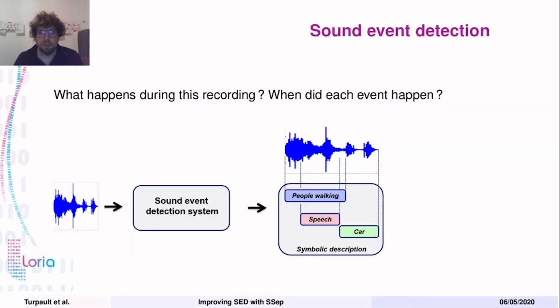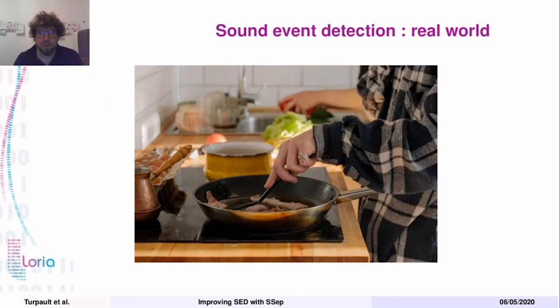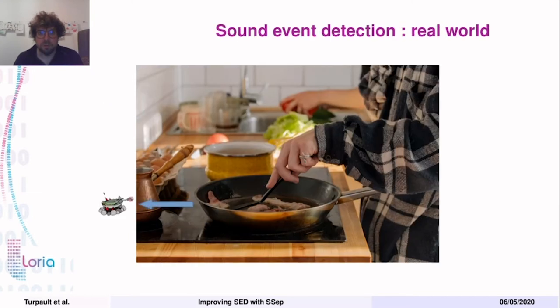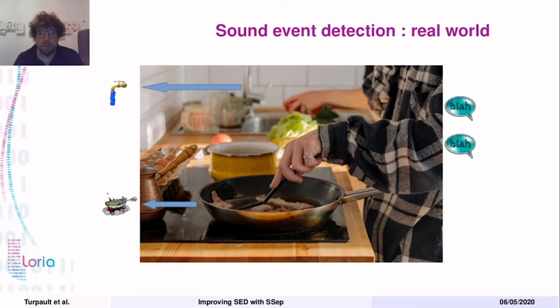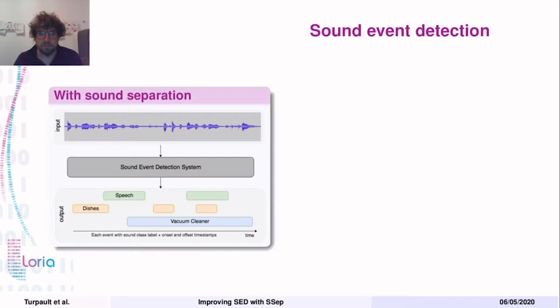Let me first remind what we do when we do sound event detection. Given an audio recording, we aim at knowing what is happening during the recording, but not only what is happening, but when it is happening. Now in real scenarios, we usually have not only one single target event, like frying here, but we can have multiple overlapping target events, plus some non-target events that we usually consider as noise. So we are dealing with rather complex soundscapes here.